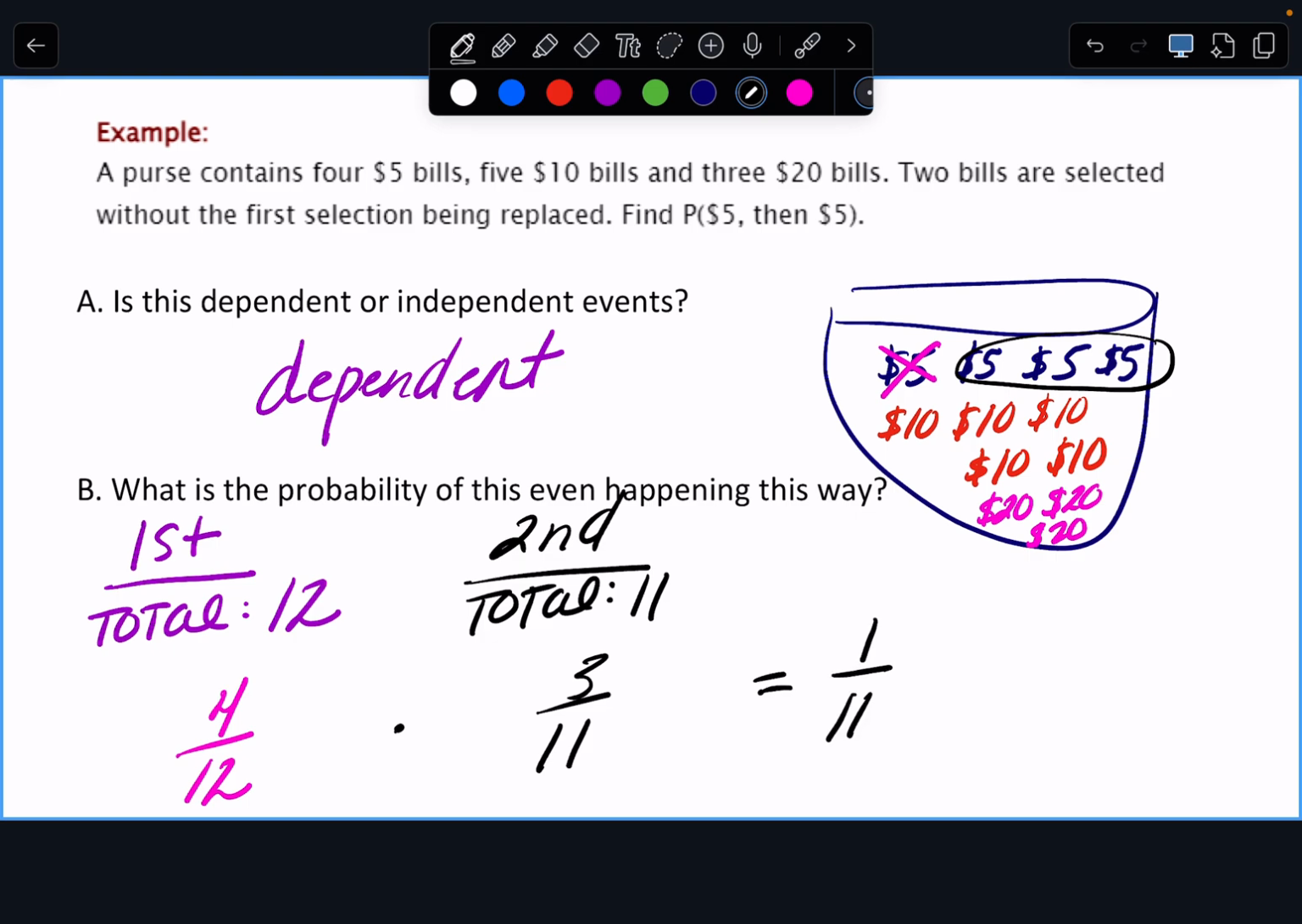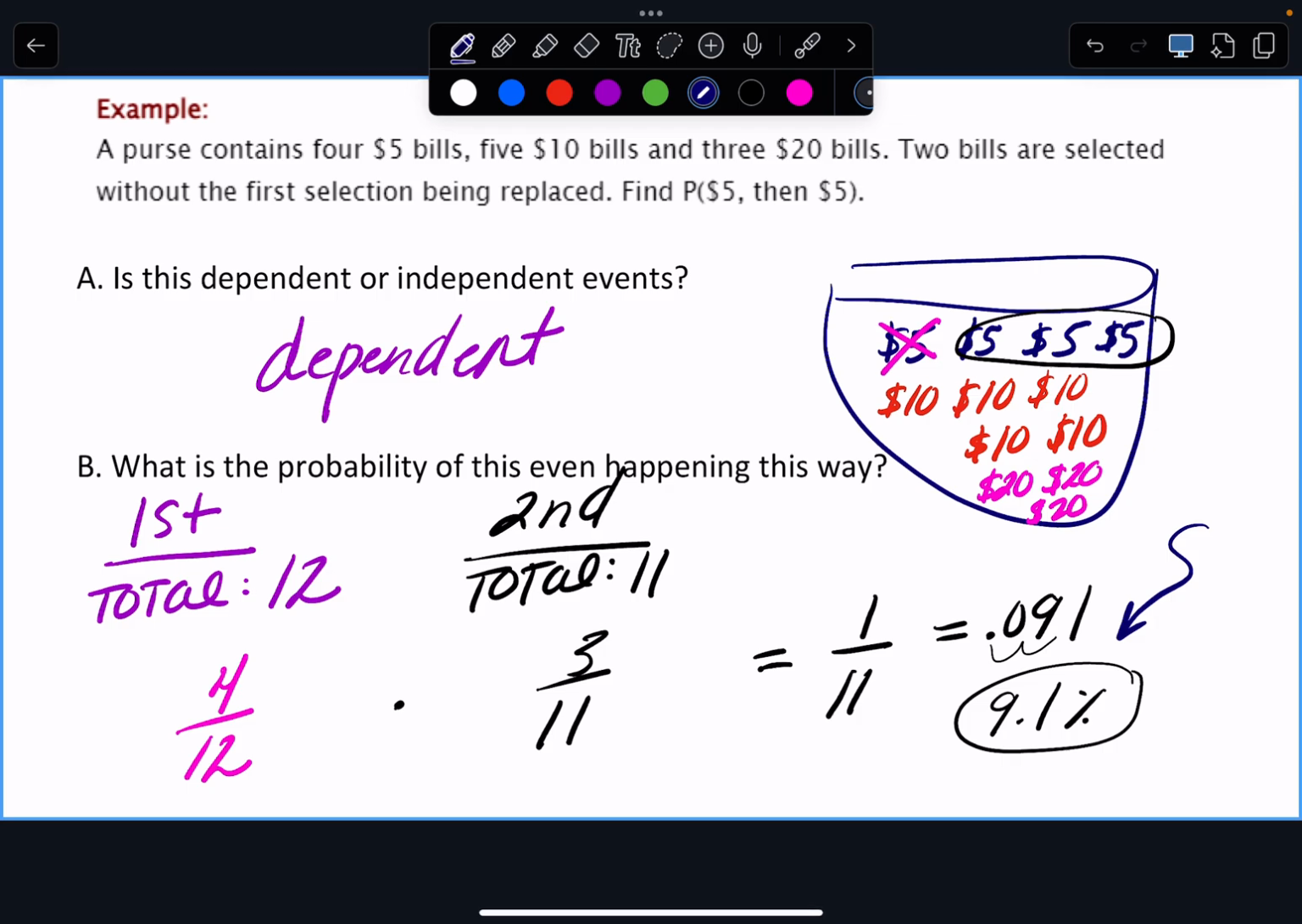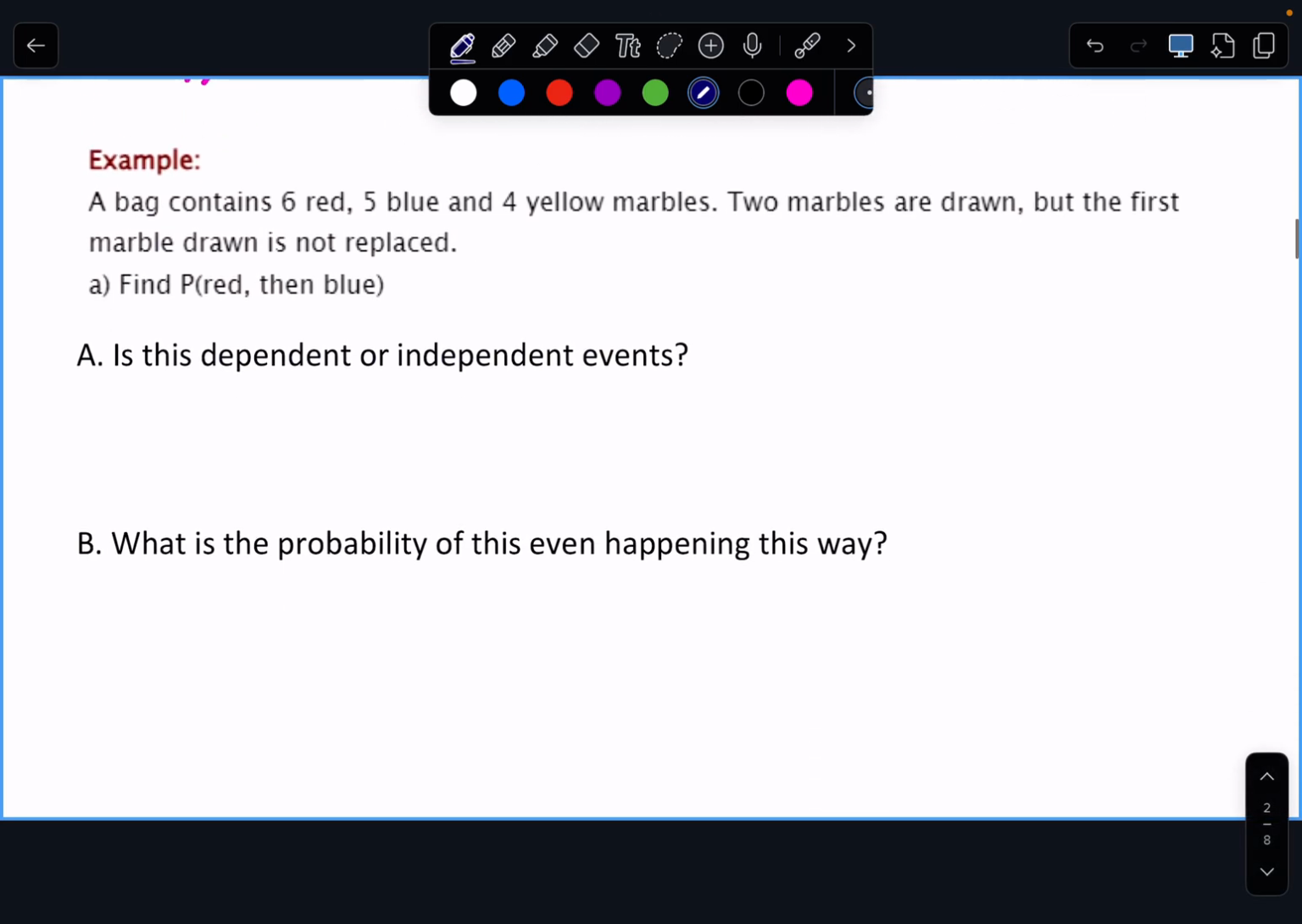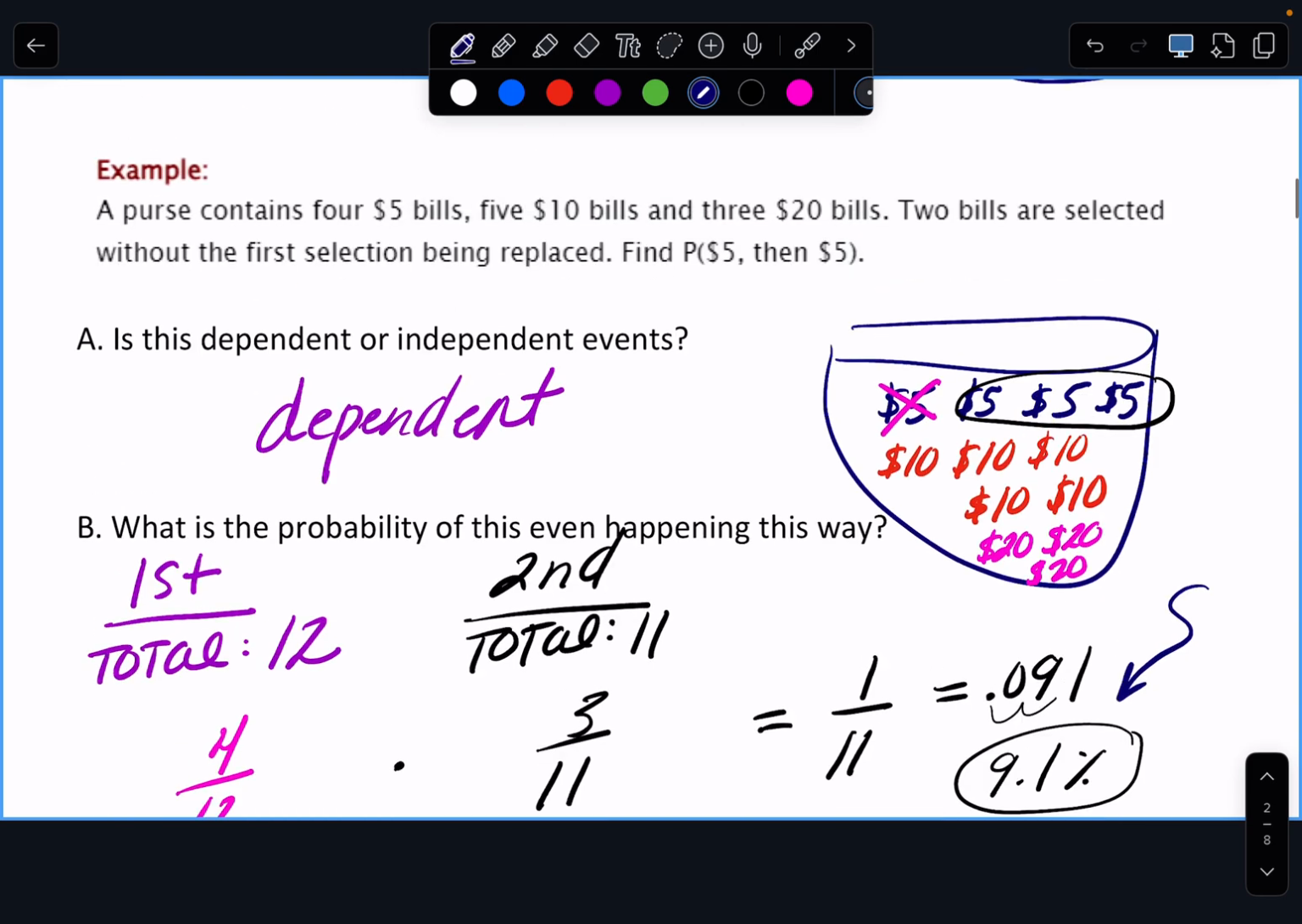Okay, 1 out of 11, which is 1 divided by 11, is 0.091. So 9.1% chance. Wait, on those, do you want the final answer to be the percent? Yeah. Just because probability is saying what percent likelihood, technically. Okay, questions? So it's really easy when it comes to this level of dependent events.